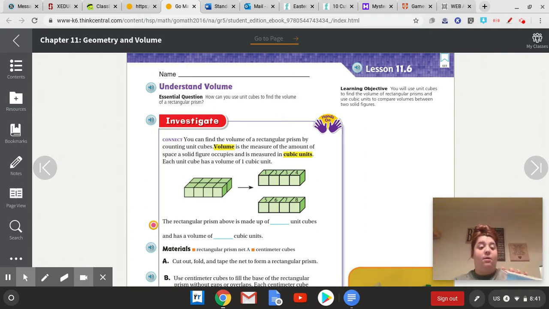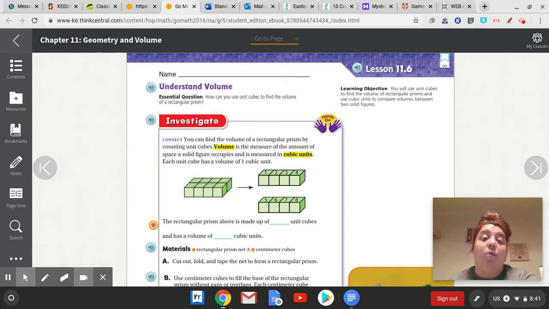You know the area is like the face of just one plain figure. How many squares fit on the face of that figure? Perimeter is the distance outside of just a regular figure. Volume is when we turn three-dimensional and we want to know how many cubes fit on the inside of one of those figures. So that's what we're going to be doing today.